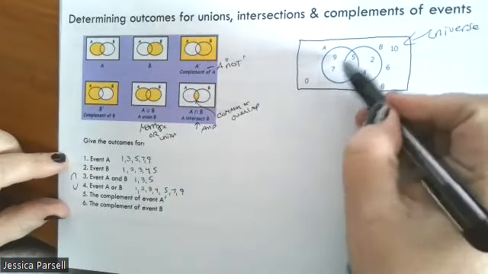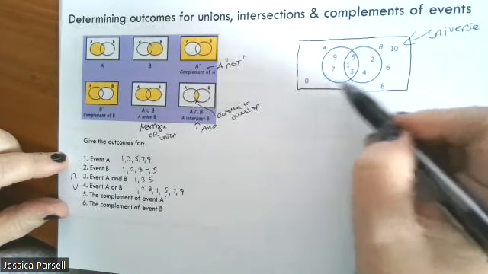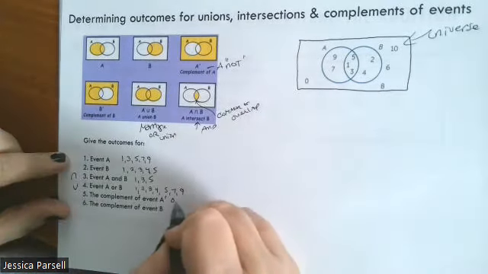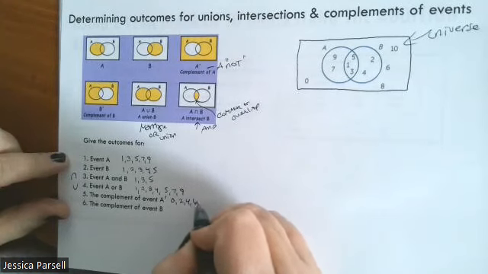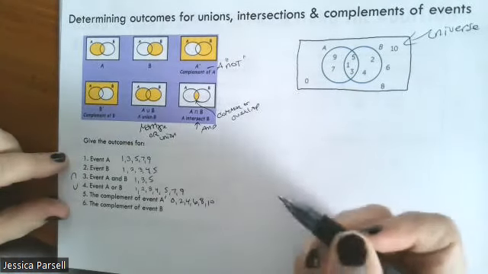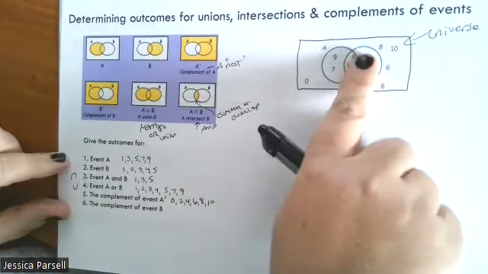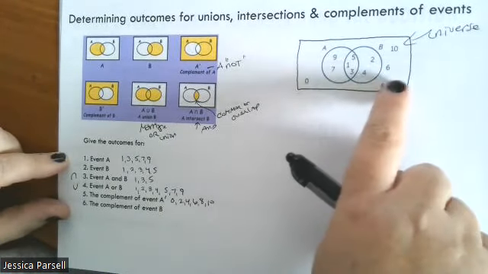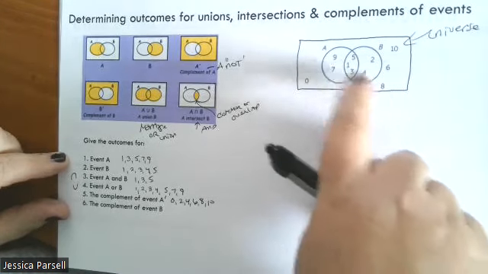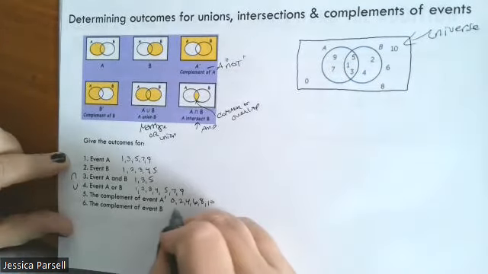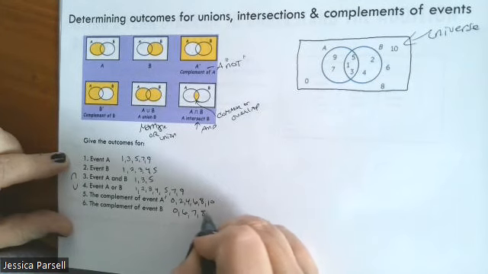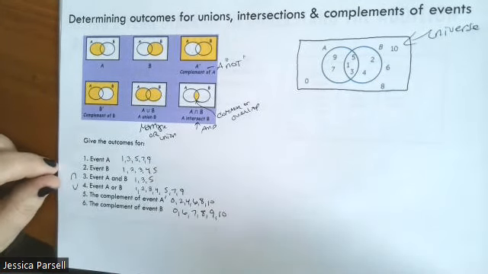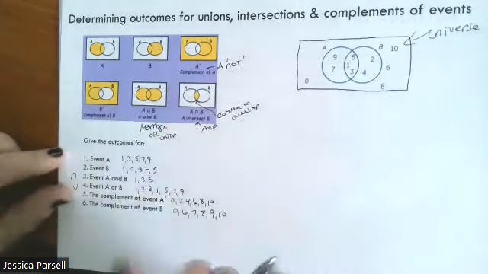So if we cover up everything in A, we're left with 0, 2, 4, 6, 8, 10. And if we cover up B and we take everything that's not in B, we've got 0, 6, 7, 8, 9, 10. It's a lot going on there, but hopefully these visuals will help.